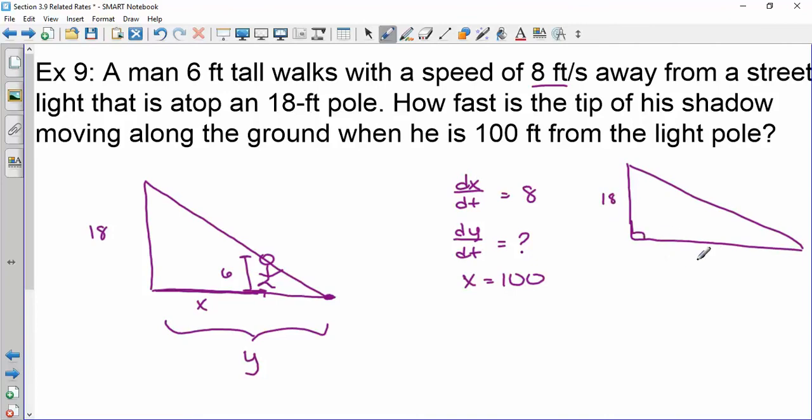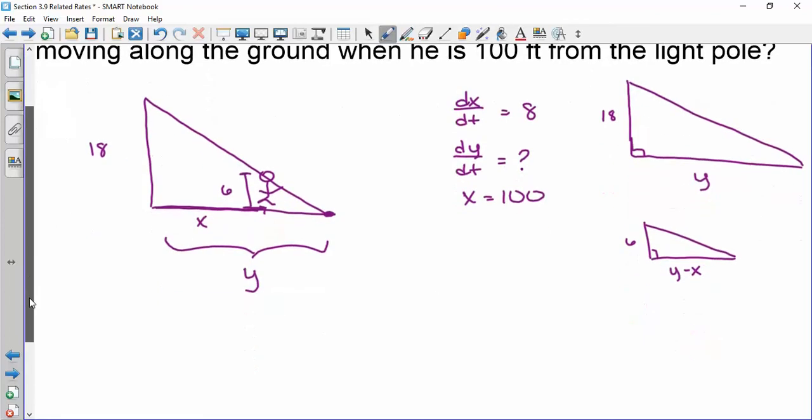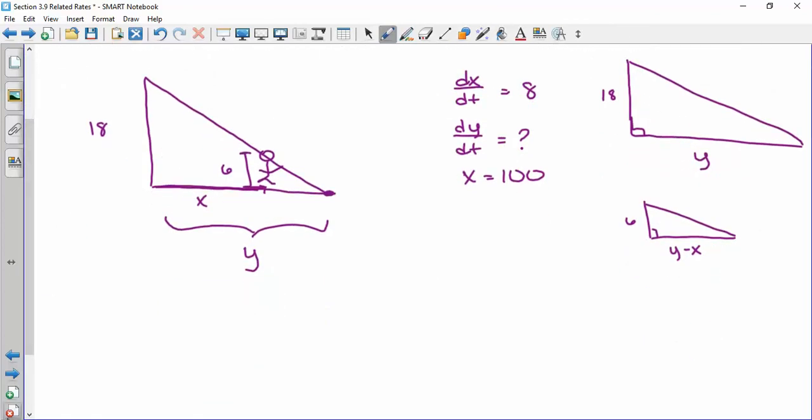Height of 18, and this length is y. Then we have that small triangle. It has a height of 6. What would this length be? Y minus x. Okay, if we have similar triangles, what can we do? How do we set up a problem involving similar triangles?